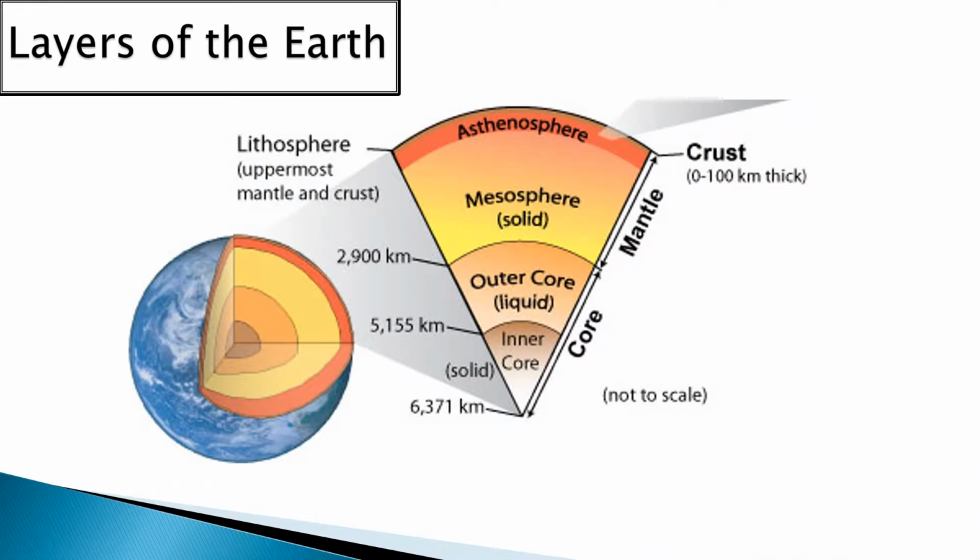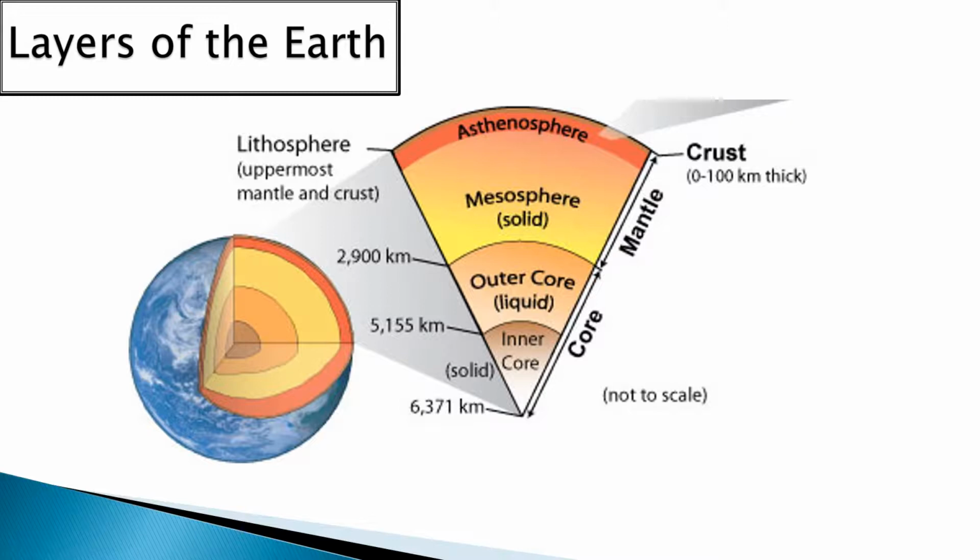Before we get into a proper discussion of the different plate boundaries and their different effects, it's important to understand the different layers of the Earth. Now, the uppermost part of the mantle and crust are known as the lithosphere. This is the area that we live on. And so this is where these fault lines are going to occur and where the plates of our planet sit on top of the mantle.